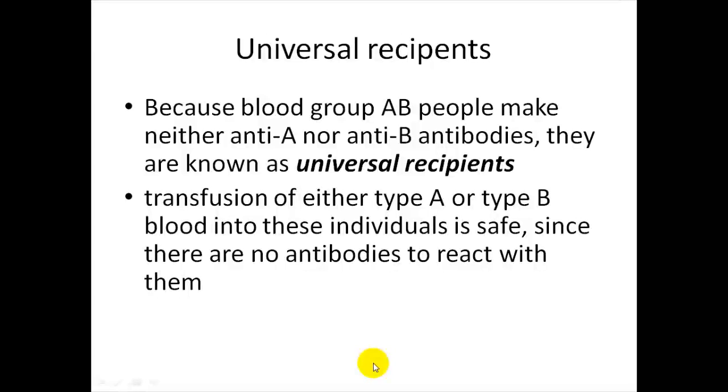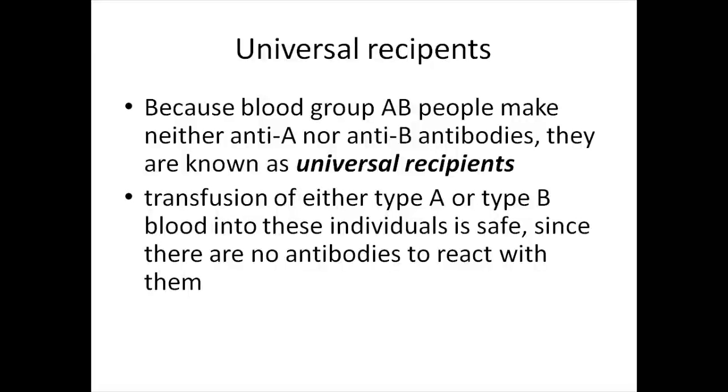After that, we have seen the universal recipient, because blood group AB makes neither anti-A nor anti-B antibodies. They are known as the universal recipient. We have seen how AB is recognized as the universal recipient. So transfusion of either type A or B blood into this individual is safe, since there is no antibody to react with them.